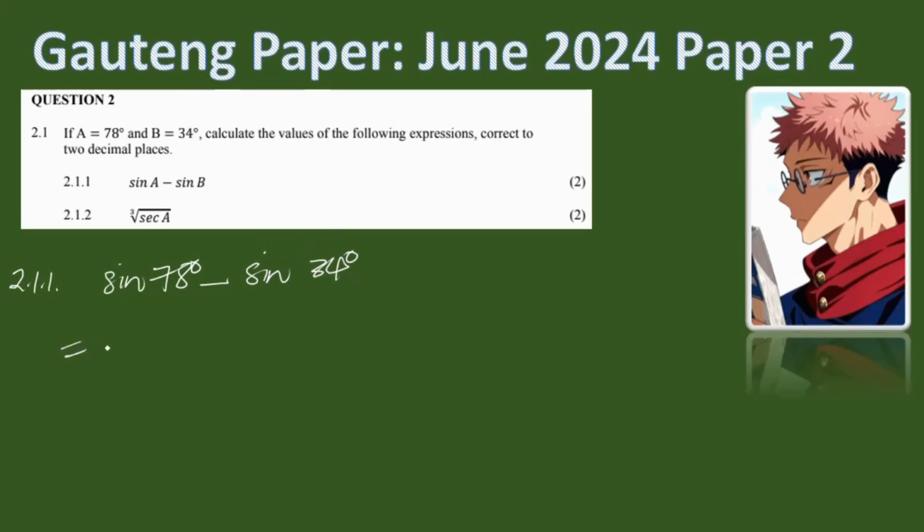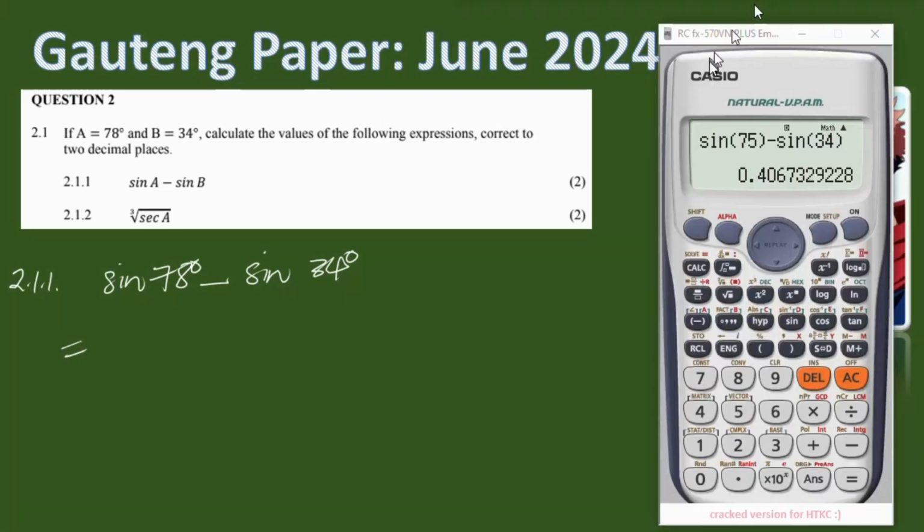And afterwards, you take out your calculator. On your calculator, the main important thing here is that you should know how to use the calculator. You can't fail trig when you have a calculator. In grade 10, no ways. So you see, I said sine 75, I closed the bracket. Afterwards, I said minus the sine of 34. Then I closed the bracket again. It gave me how much? 0.4. Remember, correct to 2 decimal places.